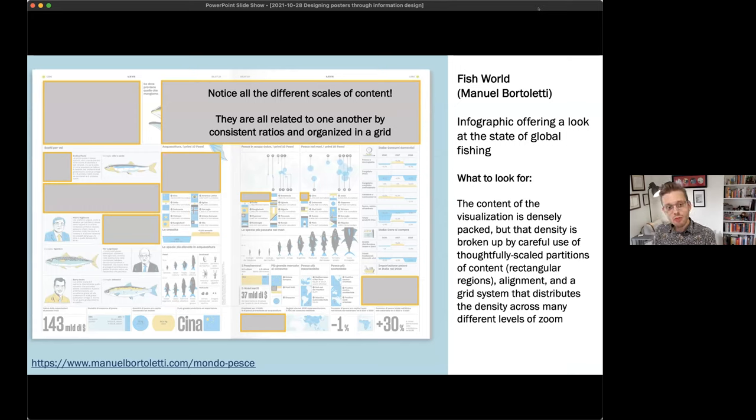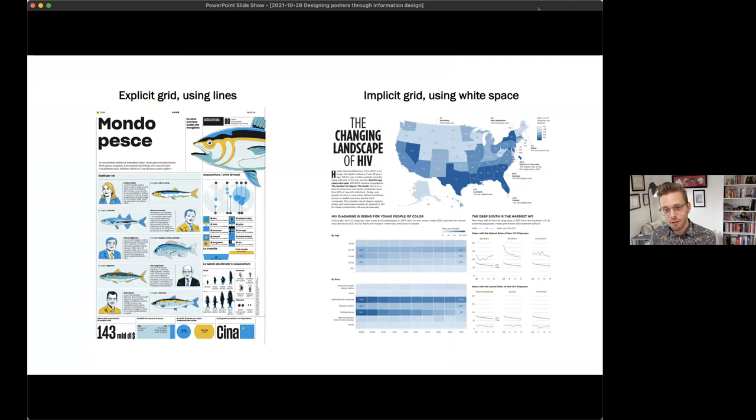So all of these rectangles aren't just random sizes, but we can relate the sizes of those rectangles in these consistent ratios. And that use of consistent ratios, in terms of one rectangle being twice the width of another rectangle, for example, is what helps build this implicit grid system into the composition of the figure.